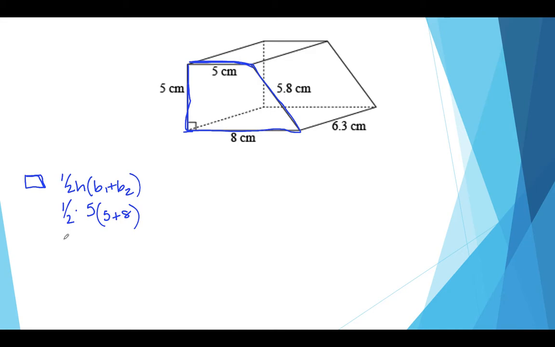I think I said this in the volume video, but if you want to make it a little bit easier on yourself, you maybe want to add the 5 plus 8 first to make it 13. That way you can just multiply everything together. You get 32.5, and this is centimeters squared.